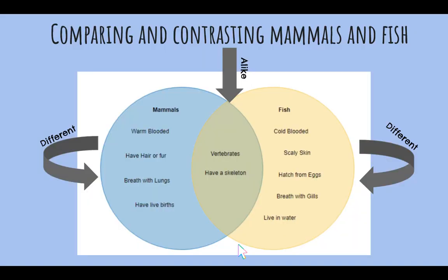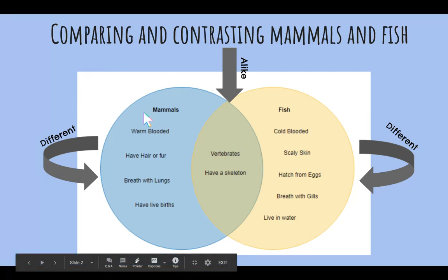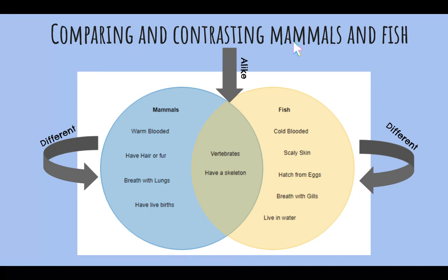So, we have all seen this before. A Venn diagram, okay? We have made Venn diagrams, we have filled them out together, you have filled them out individually with partners and things like that. So we are very familiar with our Venn diagrams, okay? Here is a particular Venn diagram where I am comparing and contrasting mammals and fish, okay? So I'm contrasting mammals and fish.